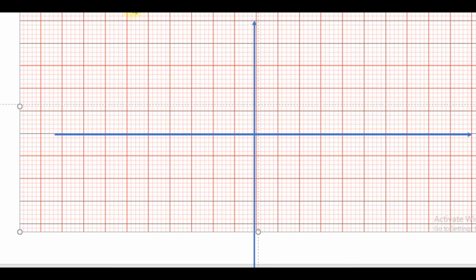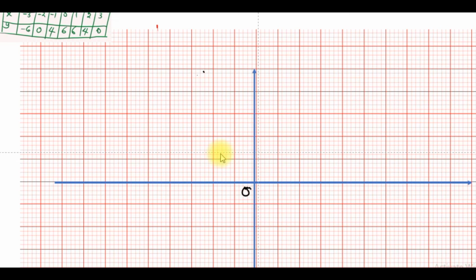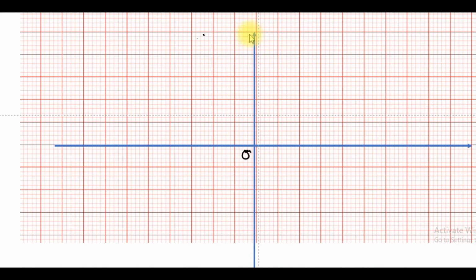This is the origin. So remember, from the table, the maximum is 3 for x, while the minimum is -3. So let's write the x axis. If you remember, one of the boxes is 1 cm. So, 1, 2, 3, and -1, -2, -3.